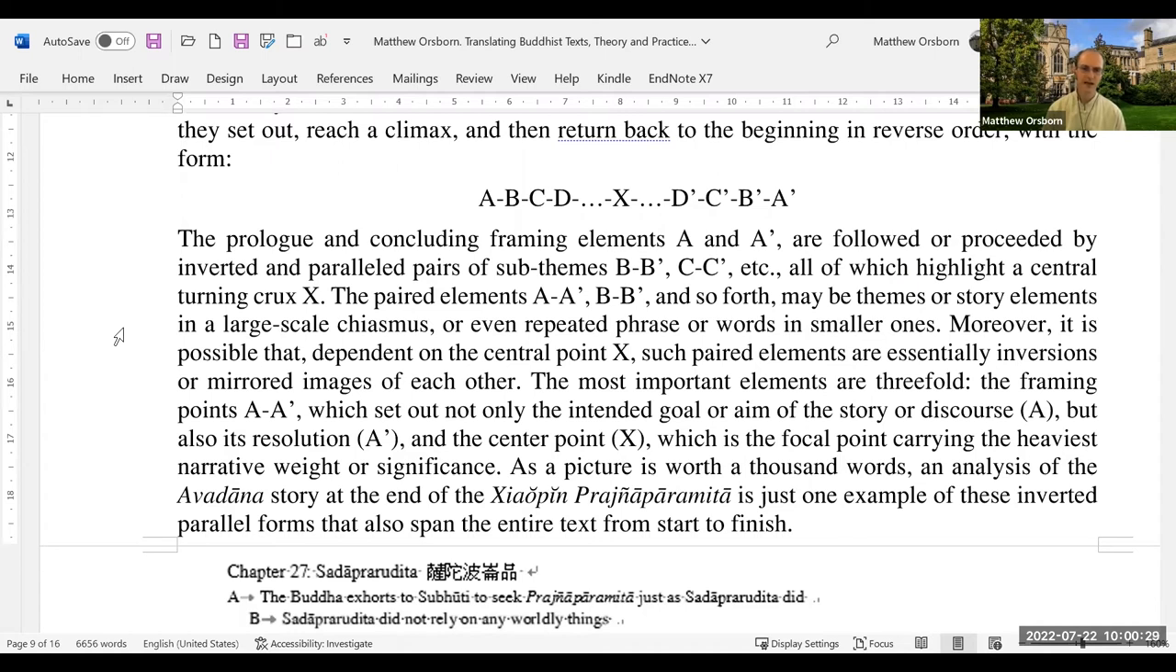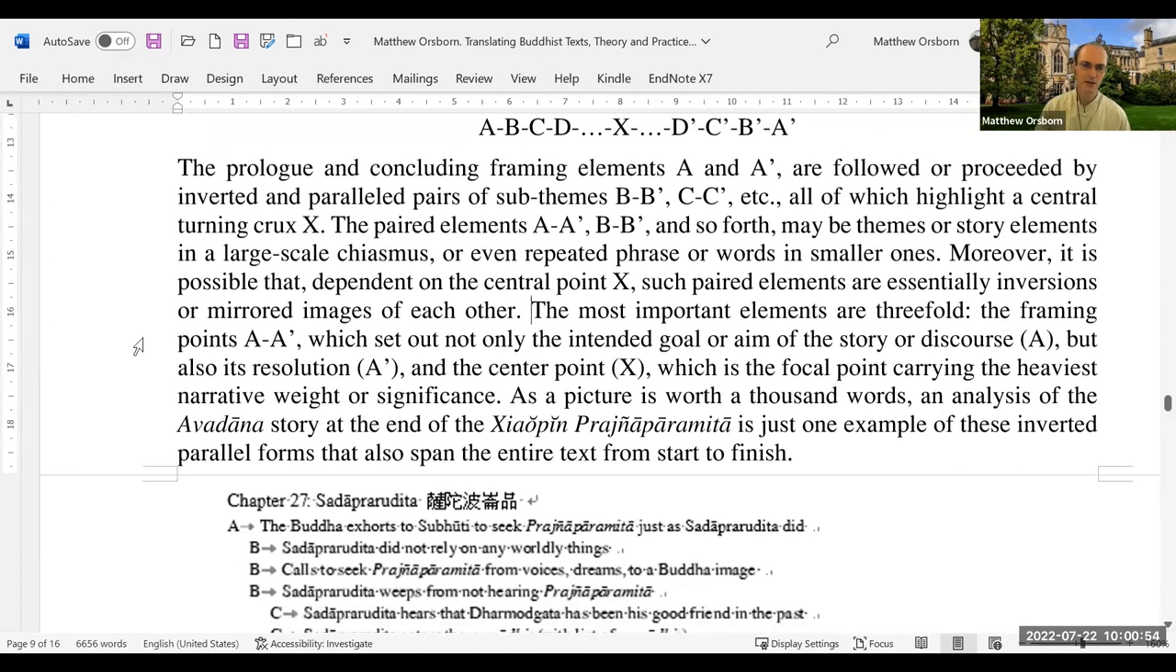Now the paired elements A, B, B-prime at the front and back, and so forth, may be themes or story elements in a large-scale chiasmus, or even just repeated phrases or words in a smaller chiasmus. Moreover, it is possible that, dependent on the central point X, such paired elements are essentially inversions or mirrored images of each other. So just stop a sec. Like when you see yourself in the mirror, it's not what other people see, right? Because in a mirror, the left and right sides are reversed. It's you, but it's actually like the opposite of you.